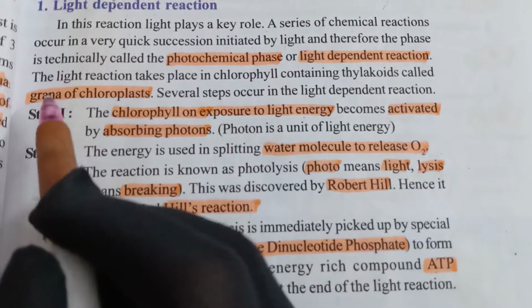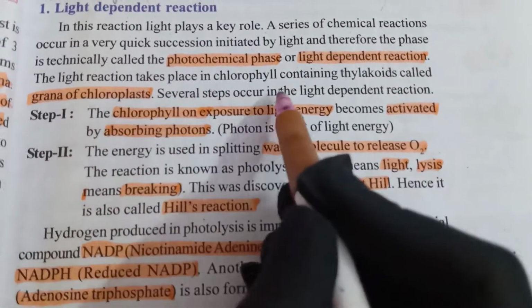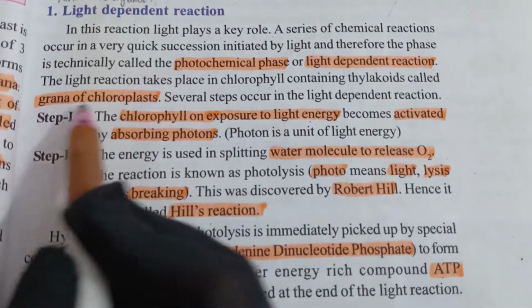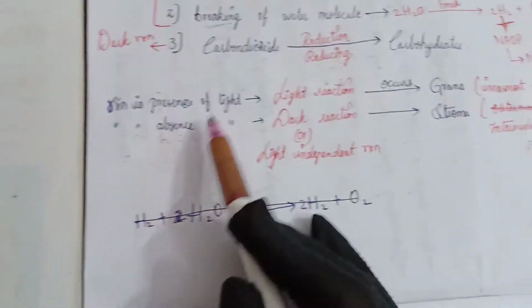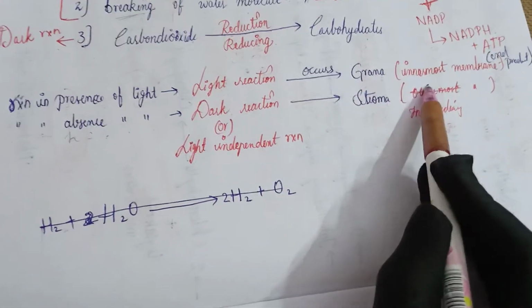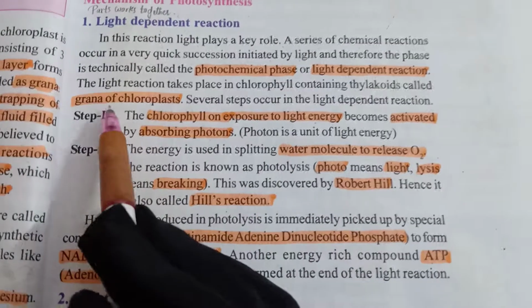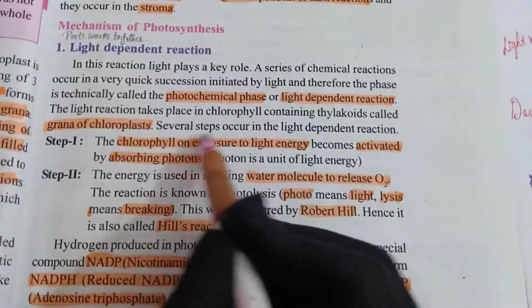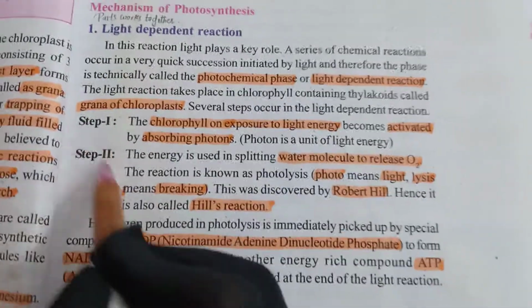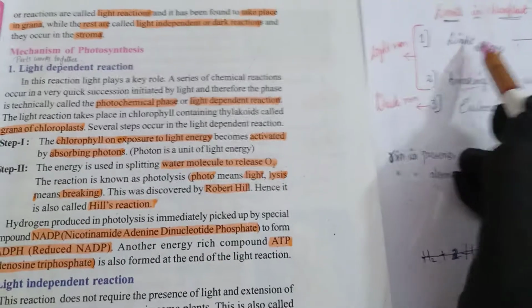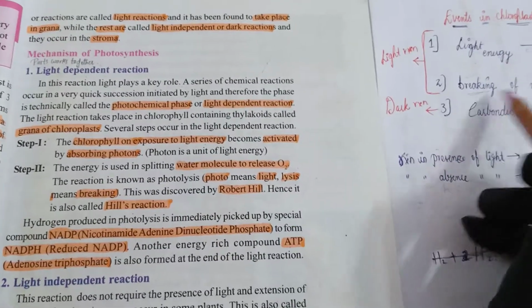Okay. And the light reaction takes place in the chlorophyll containing thylakoids called grana of the chloroplast. As I said, the light reaction takes place in the grana, which is the innermost layer, right? This statement states that only. Several steps occur in the light reaction, that is step 1 and step 2: the conversion of light energy to chemical energy and the splitting of water molecules.